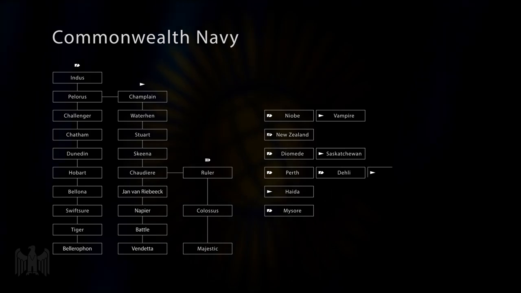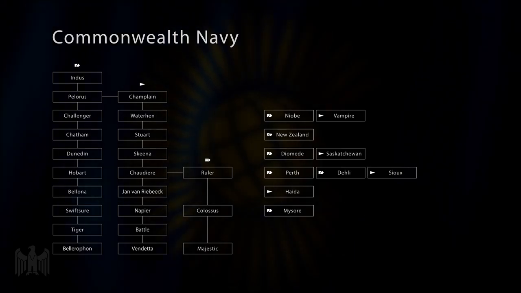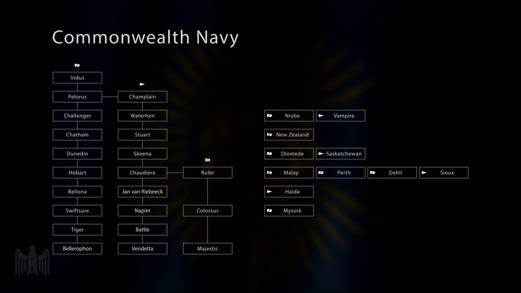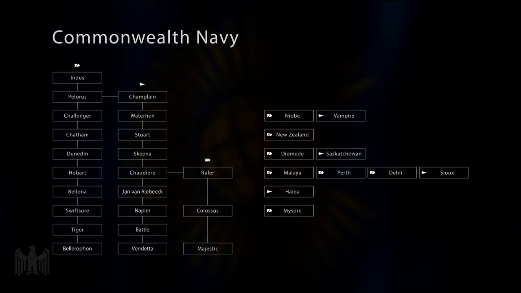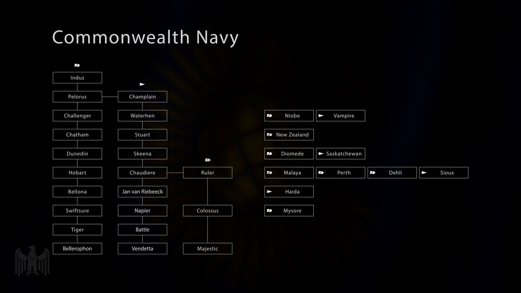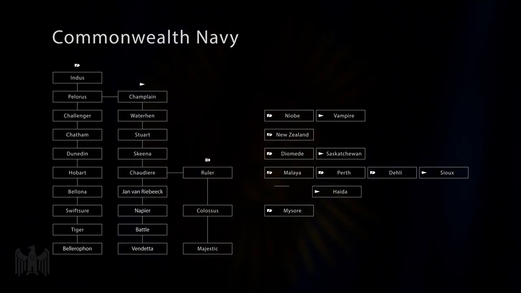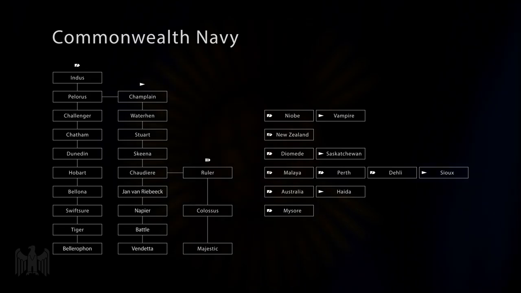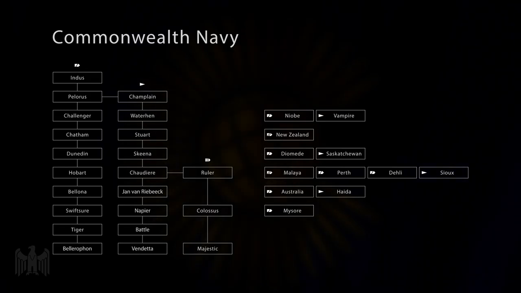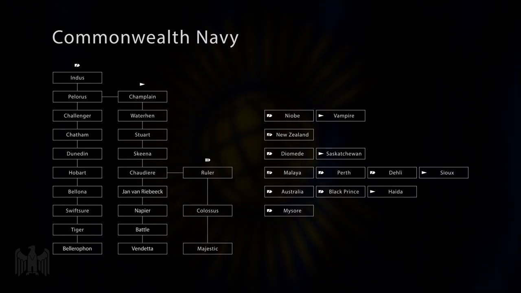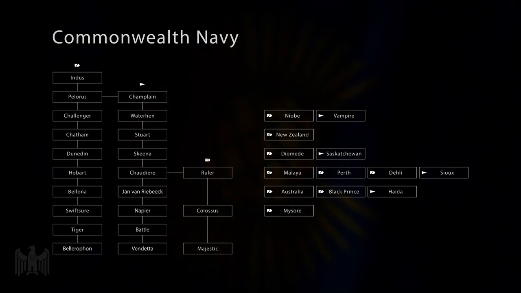Tier 6, Sioux. V-class destroyer launched in 43 with a long career. Malaya. Malaya was a Queen Elizabeth class battleship paid for by the Federated Malay States. Tier 7, Australia. A county class heavy cruiser that served with Australia. Black Prince. A Bologna class light cruiser with 133mm guns that served with New Zealand.